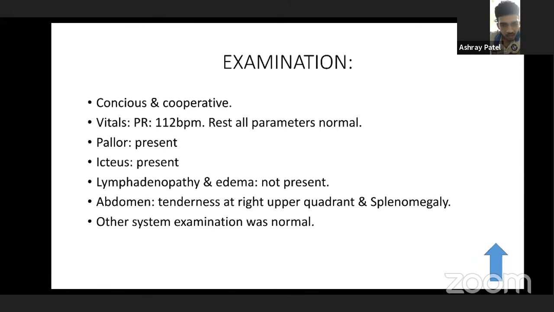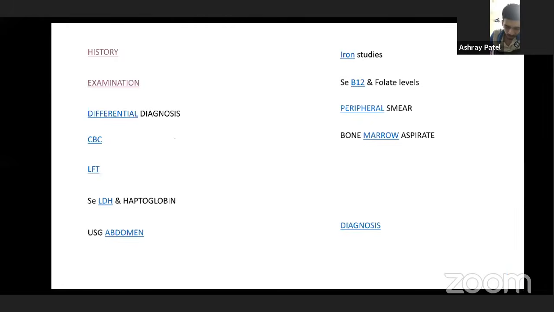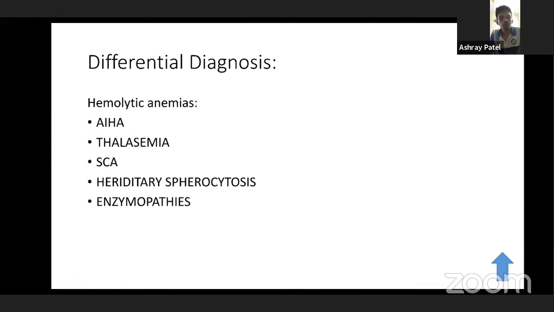So then there is splenomegaly as well. So with this, what do we tell? It is a hemolytic picture. So could you come to a differential diagnosis using this history and examination? Could you come to a differential diagnosis? So maybe thalassemia.